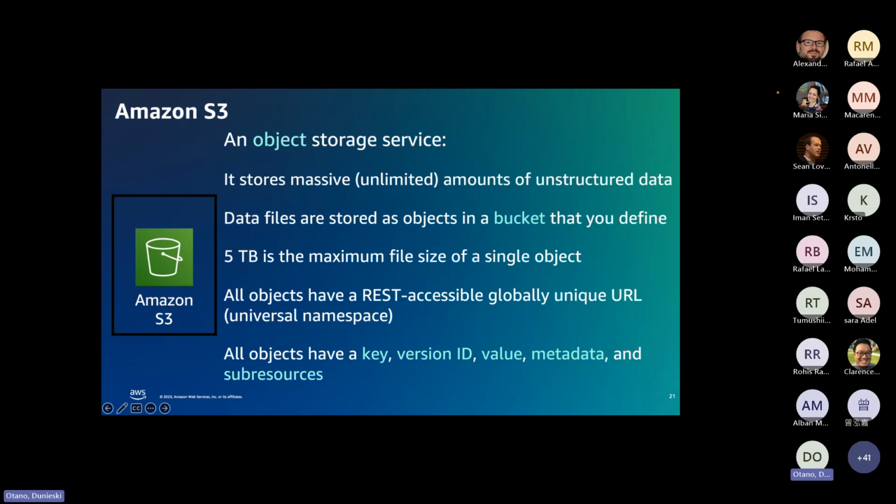Right. So you place the objects in a bucket. The bucket is the container. Right. And I would say that the bucket is like a folder. Right. But it's called a bucket, and the image is a bucket. Right. And you define the bucket. You define the name. The name has to be unique across the entire AWS platform. So you cannot use a name that other people have. It has to be unique. Right.